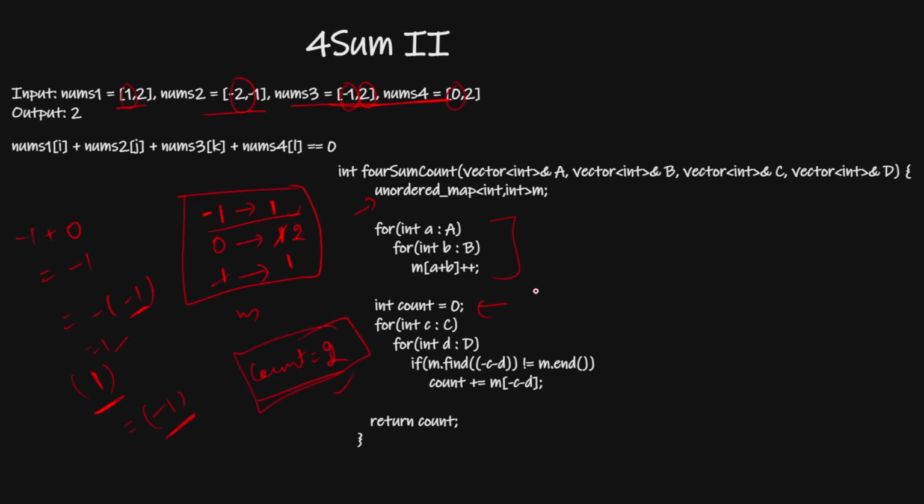I hope you understand the intuition and this code. So what will be the time complexity? This will be O(n^2), and this also O(n^2), so overall the time complexity will be O(n^2). And what will be our space complexity? We are using this map, so our space complexity will be O(n^2) for storing this.